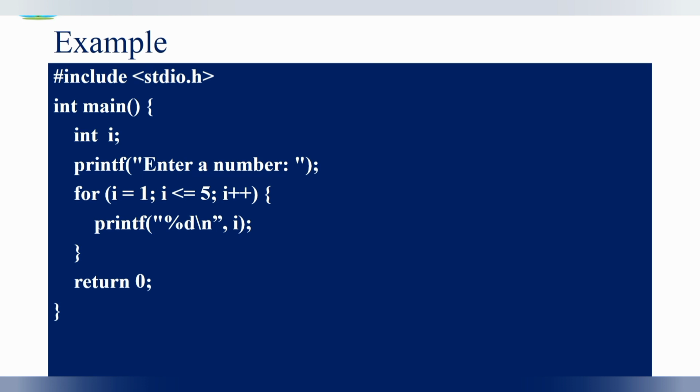Inside the loop body, the printf function is used to print the current value of i. Then after executing the loop body, the loop increments i by 1 and checks the condition again. If the condition is true, the loop continues to the next iteration. If the condition is false, the loop terminates and the program proceeds to the next line. The loop continues until the value of i becomes greater than 5. Then finally return 0 signifies the end of the main function. In this code, the for loop is used to iterate over a sequence of numbers from 1 to 5.